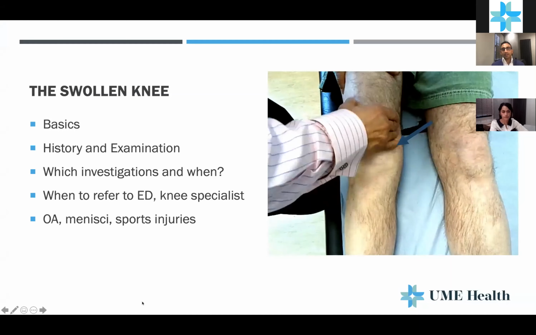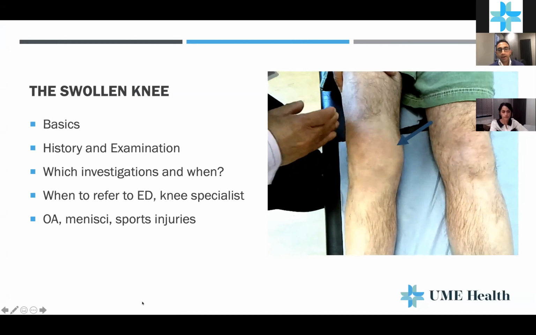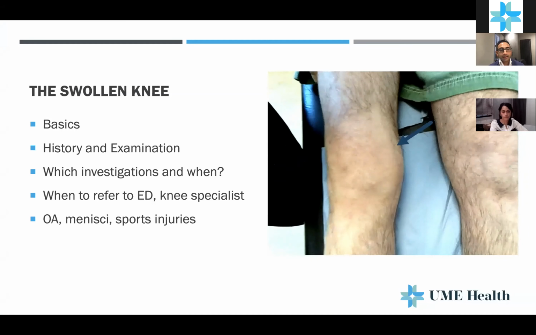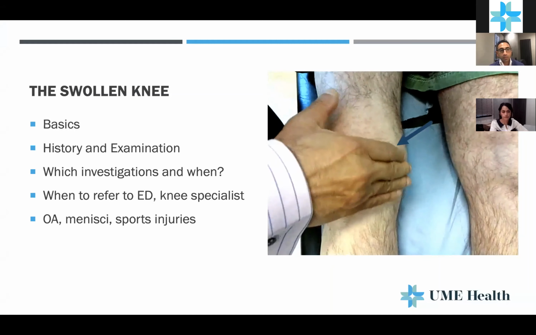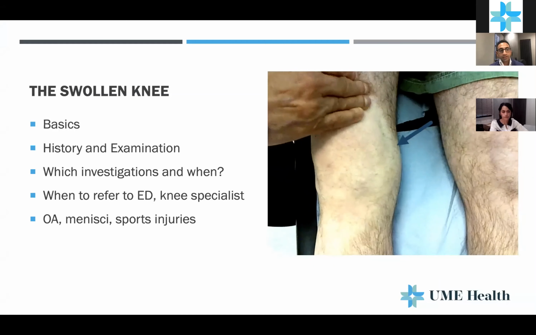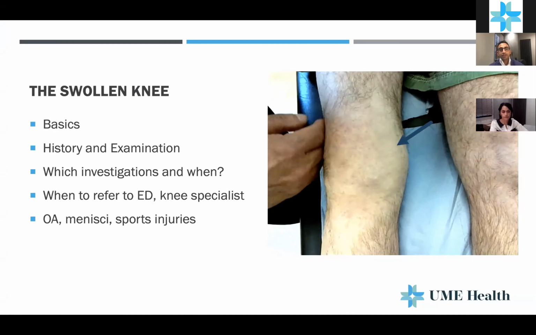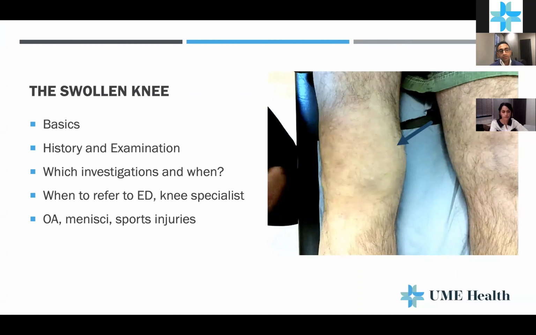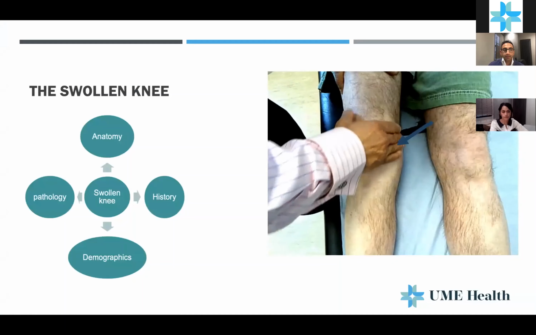So here's a swollen knee. You can see on the arrow where the water comes back. And we're going to go through the basics of why knees might swell up, the history and examination, which investigations to do and when to refer to a specialist or the emergency department, and we'll touch upon the management of osteoarthritis, meniscal and sports injuries.